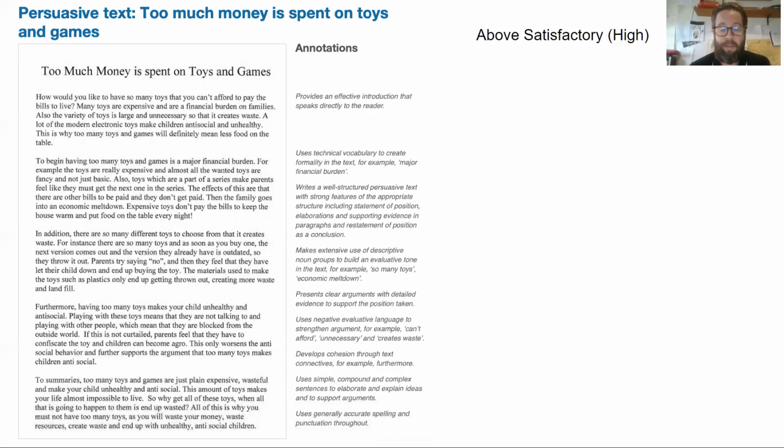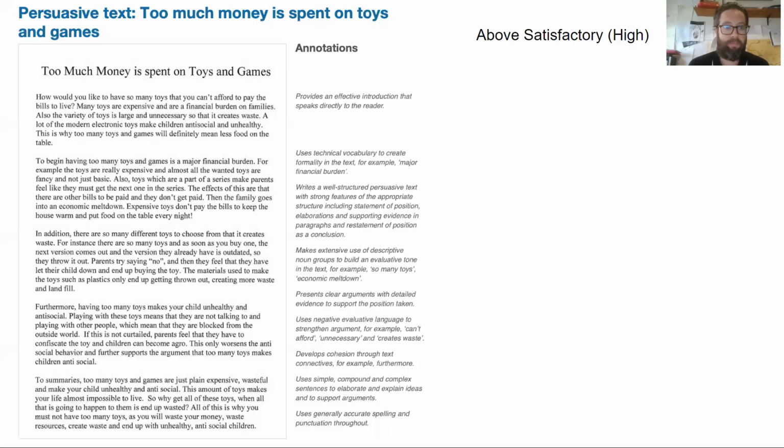And again, this is a NAPLAN style assessment. So this is someone who sat down and did it in 45 minutes, 50 minutes maybe. You need to think, well, could I do better than this? Because I'm sitting at home researching and I'm getting information from the internet. I'm getting quotes. So let's have a read of this one, and then I'll wrap up the video at the end with some tips. So, too much money is spent on toys and games.